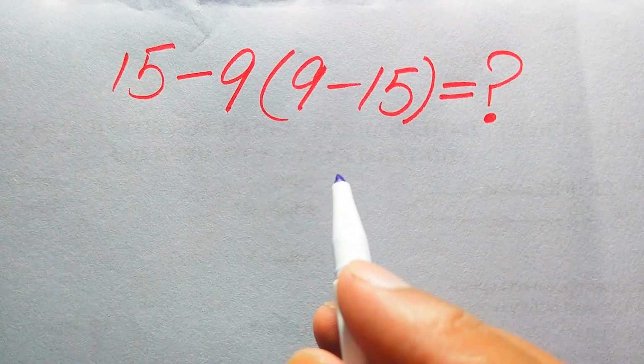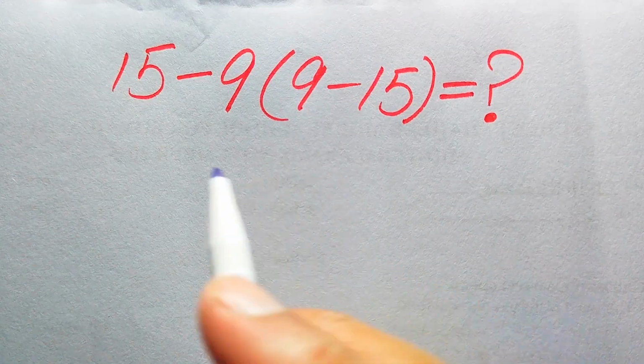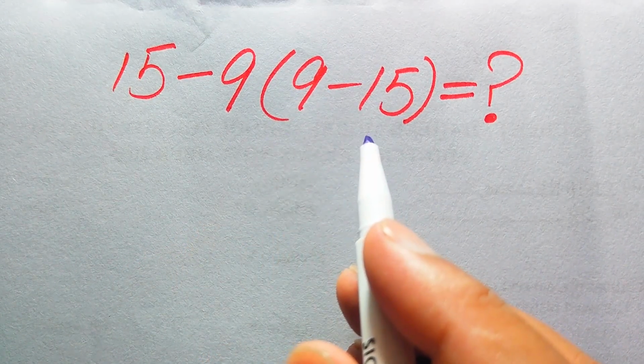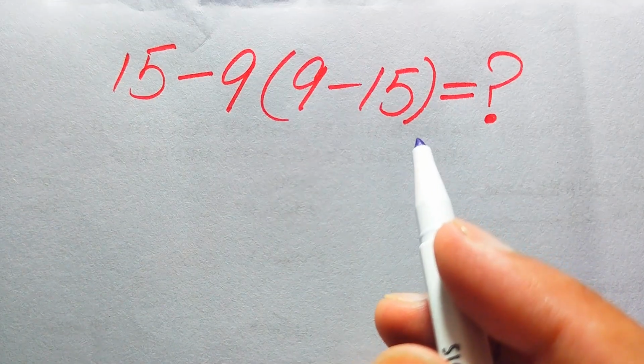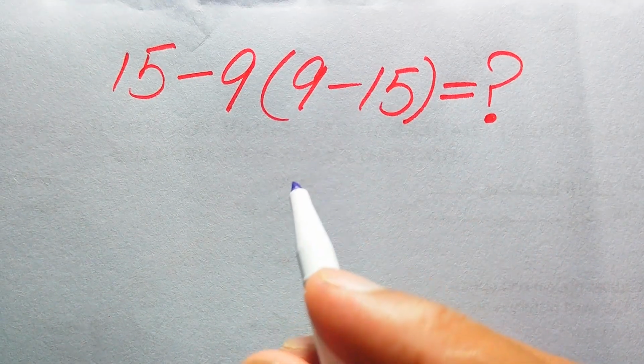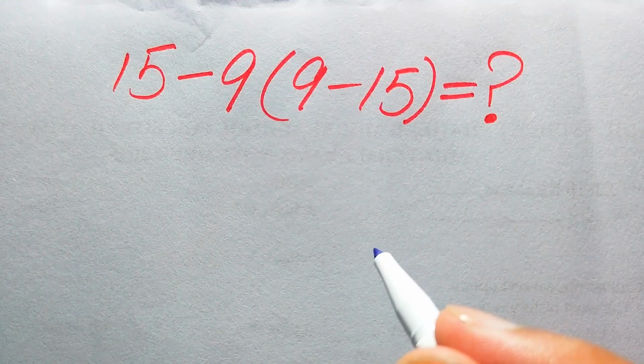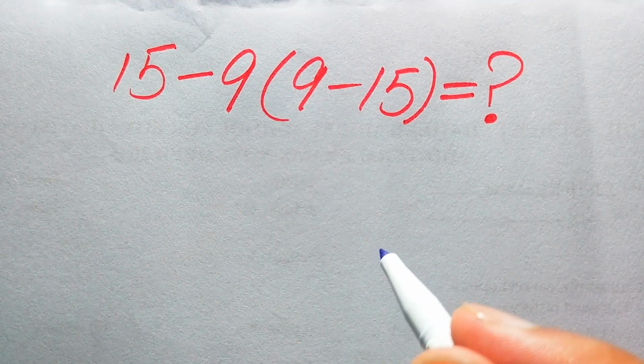Here we have this nice algebraic expression: 15 minus 9 times (9 minus 15) is equal to what? We write this algebraic expression in simplified form. First, we discuss the common mistakes which students can make in the exams.